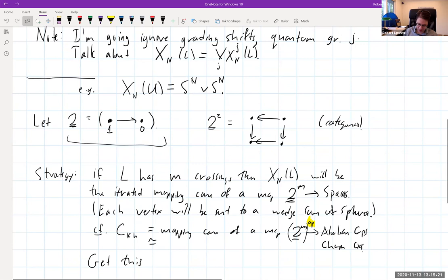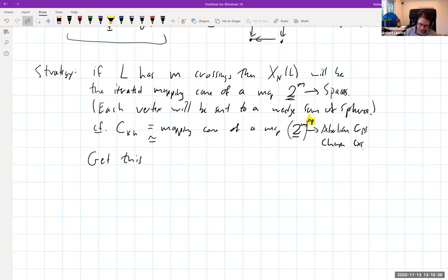Okay, to get this map, it's going to come in stages. I'm going to give a map from 2 to the n to something else that I'll call B. So this is the Burnside 2-category of the trivial group. And then there are a bunch of ways to describe a map from this to spaces or spectra.